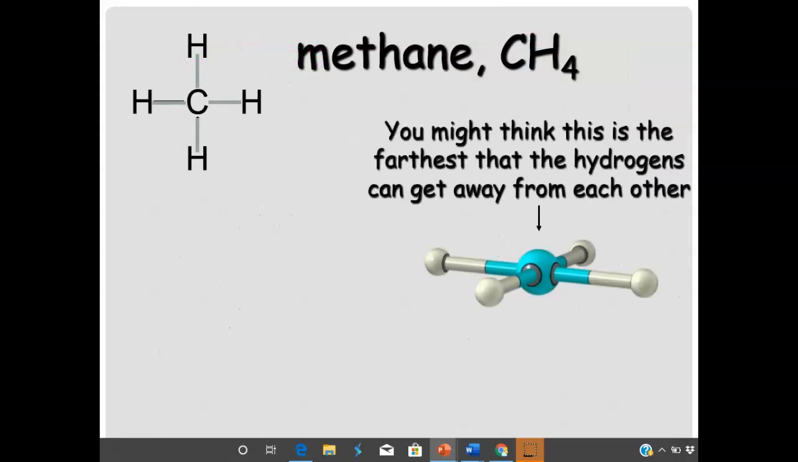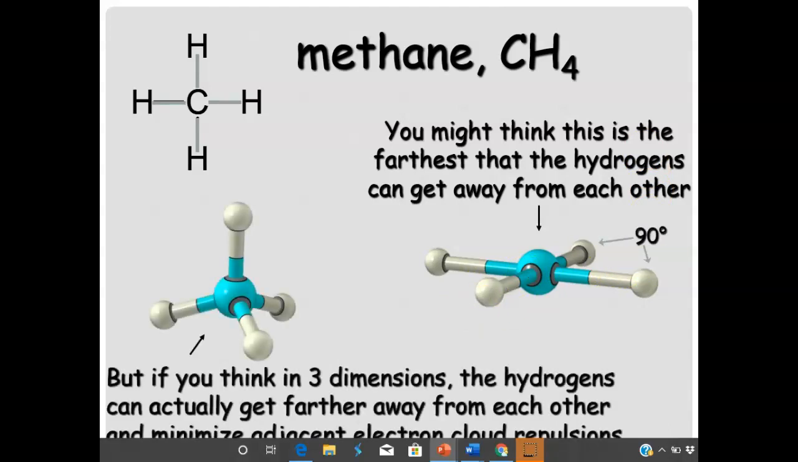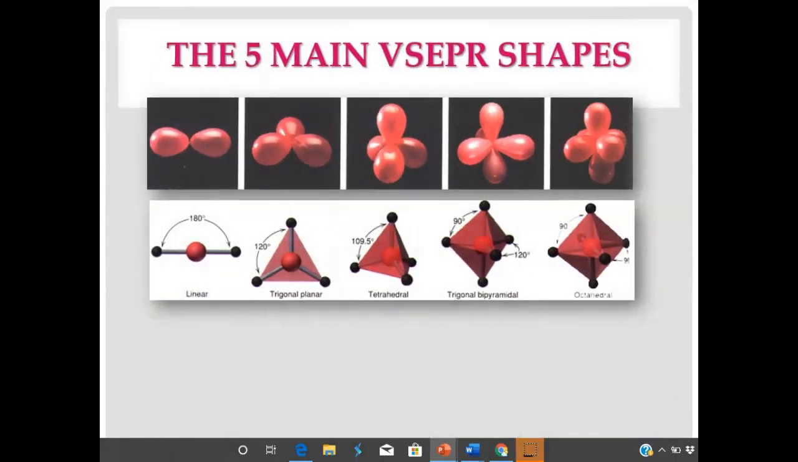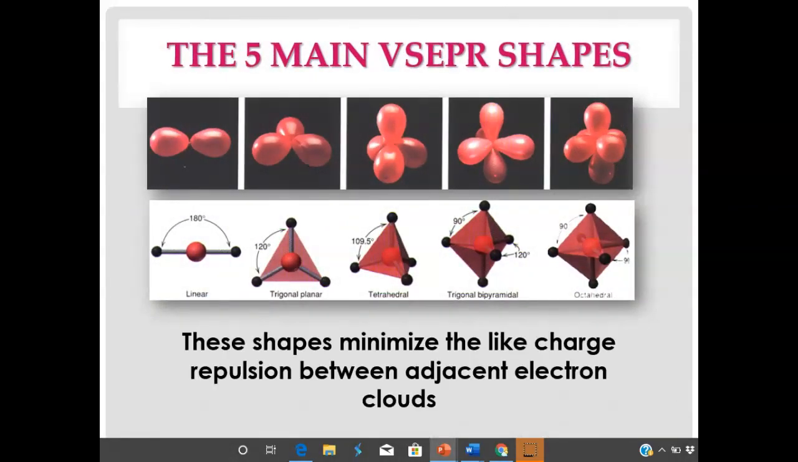So let's take methane, or CH4. You might think it looks like this right here, but in actuality, it is three-dimensional. It's a three-dimensional shape. Okay, let's talk about how we get these three-dimensional shapes. There are four main VSEPR types, and we're going to just talk about a few of them.